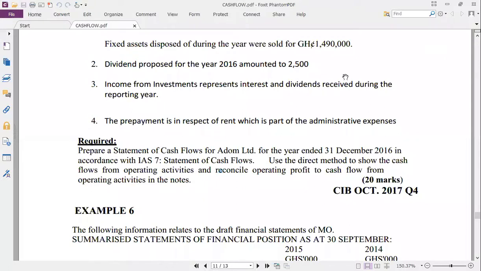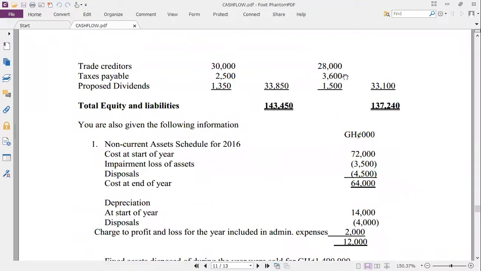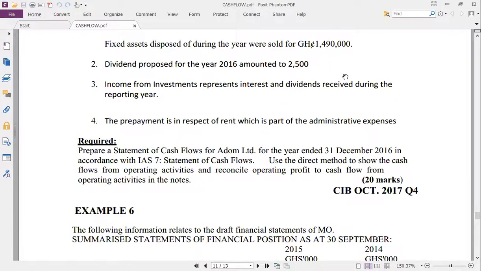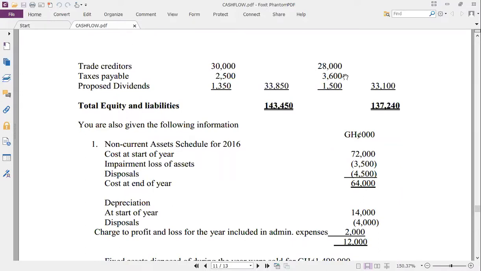Okay, so let's go to the top. Let's start the footnote. Note 1. You are also given the following information. Information number 1: the non-current asset schedule for 2016 is there. Wow. So when they prepare something like this for us, we don't need to still prepare the PPE schedule. They've done the PPE schedule for us, so we just have to copy it and paste it in our solution.